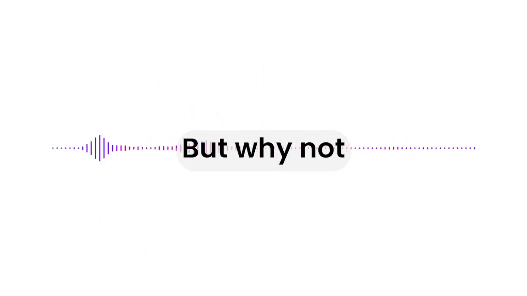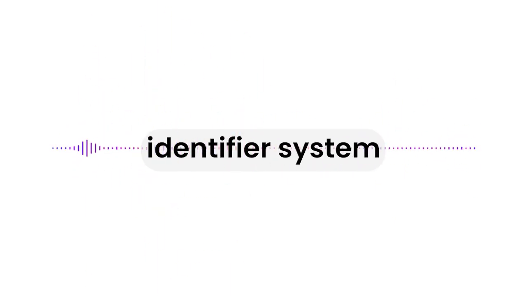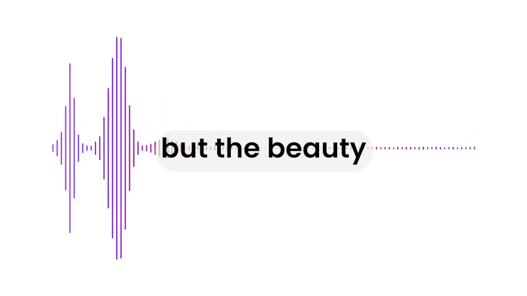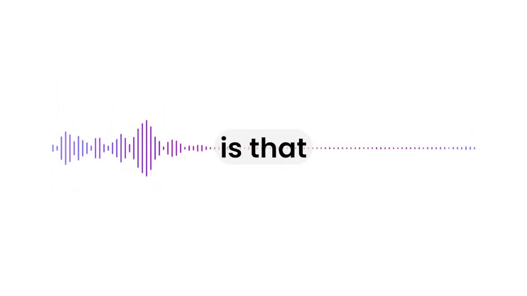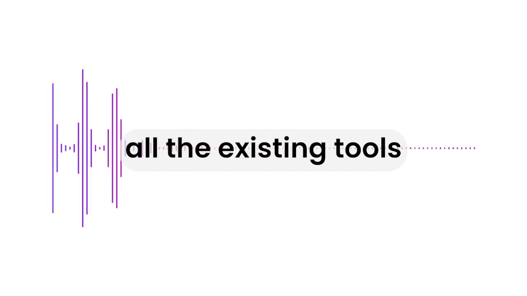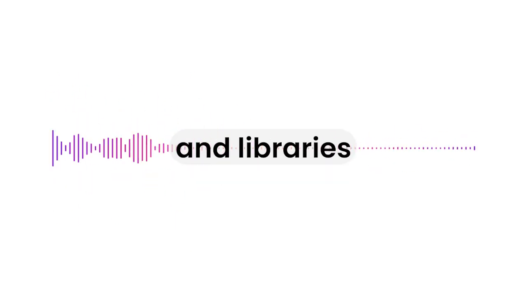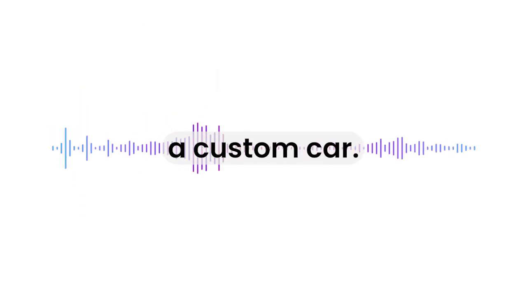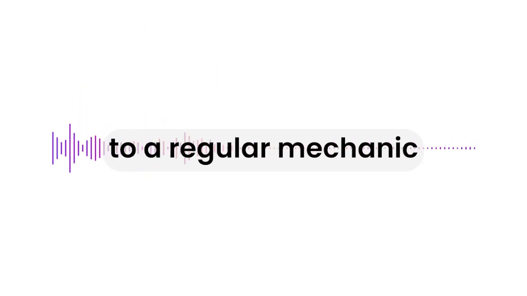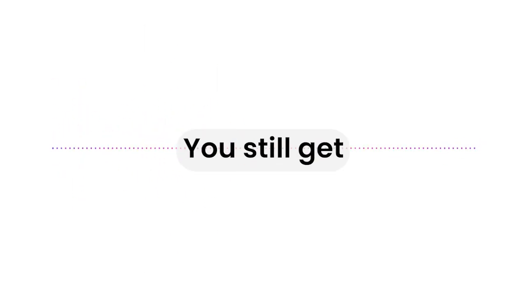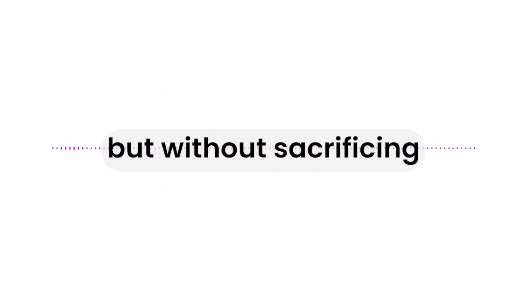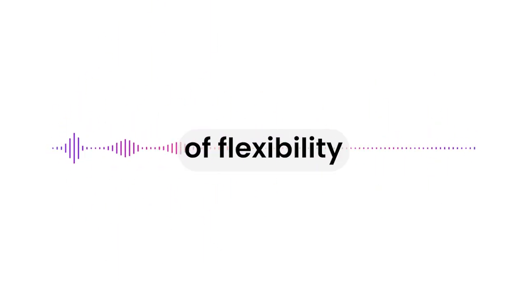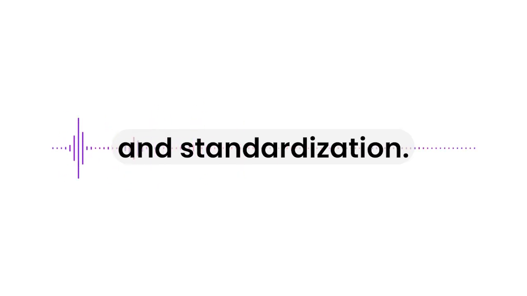Interesting. But why not just create a completely new identifier system from scratch if I'm going that custom? Yeah, I mean, you could. But the beauty of sticking with the UUID format is that you can still leverage all the existing tools and libraries that are designed for working with UUIDs. It's like building a custom car. You can still take it to a regular mechanic for repairs. Right, you still get the customization, but without sacrificing compatibility. Exactly. Okay, so V8, a good balance of flexibility and standardization.